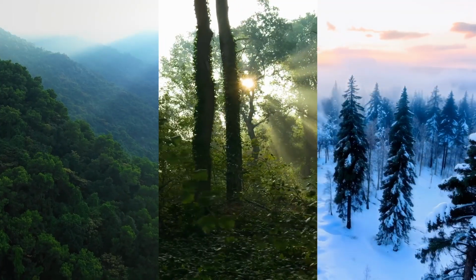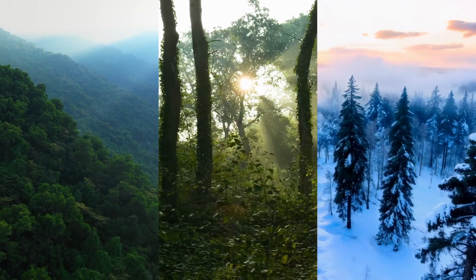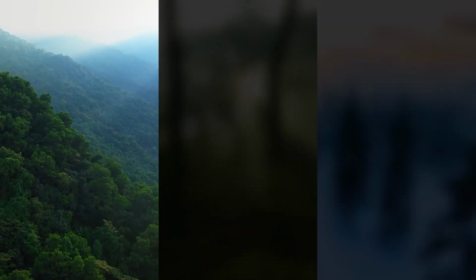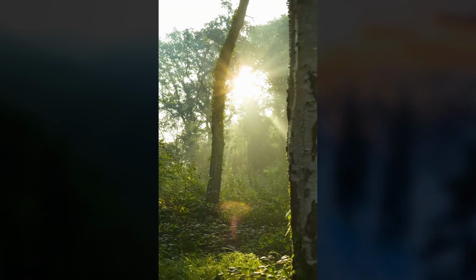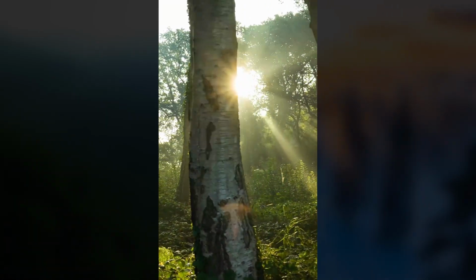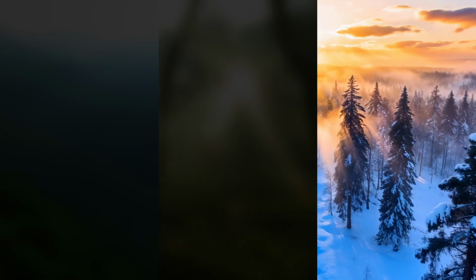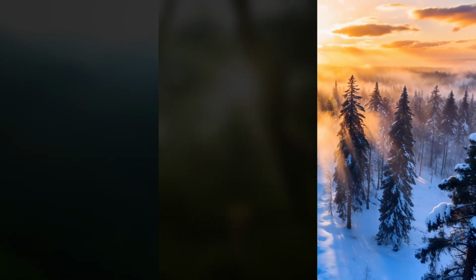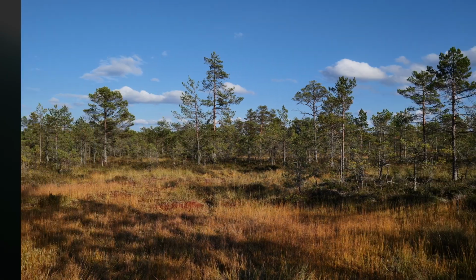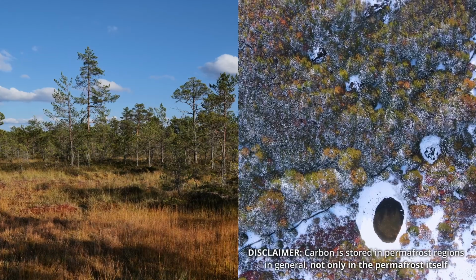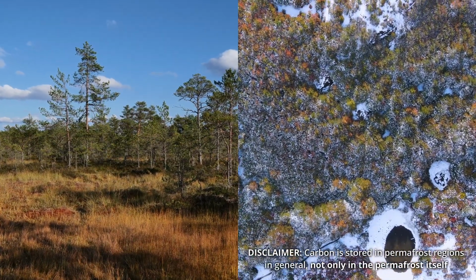Carbon storage is not evenly distributed across the planet. Tropical regions store large amounts in vegetation. Temperate regions store carbon in both forests and soils. Boreal and colder regions store enormous amounts in soils, especially in peatlands and permafrost, where decomposition is slower.